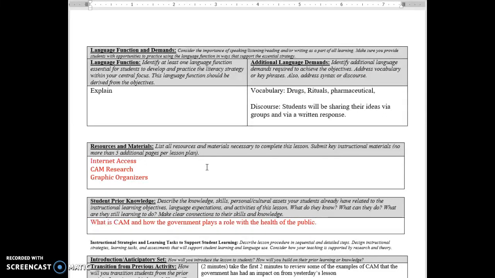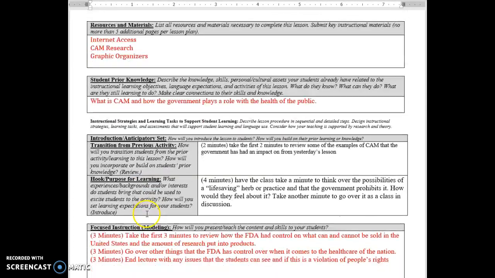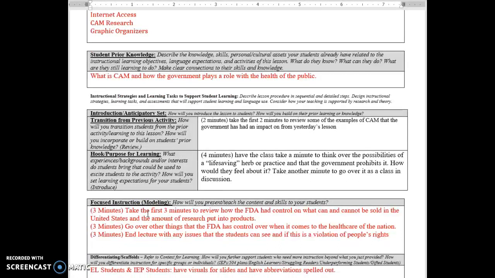Students will be applying discourse. Students will be sharing their ideas via groups and via a written response. Materials and resources that are needed are going to be internet access, the CAM research, and graphic organizers. Student prior knowledge: they'll know what CAM is and how the government plays a role with the health of the public.